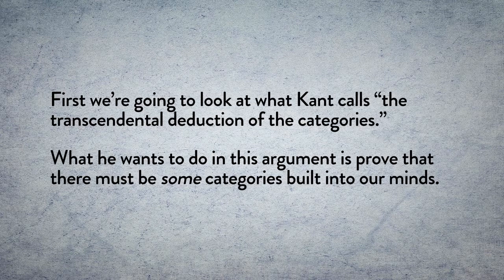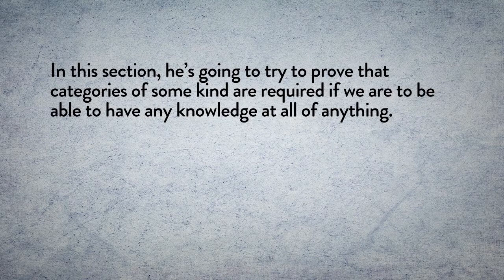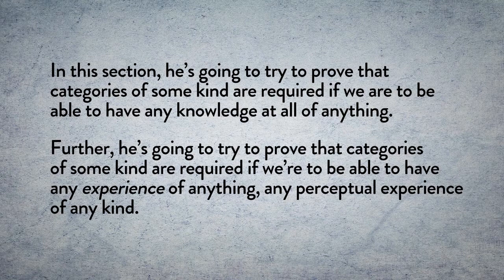In this section, in the transcendental deduction, so-called, he's going to try to prove that categories of some kind are required if we are to be able to have any knowledge at all of anything. In fact, even further, he's going to try to prove that categories of some kind are required if we're to be able to have any experience of anything, any perceptual experience of any kind. In other words, in the transcendental deduction, he claims to be able to prove that if we didn't have categories, we could have no perceptual experience of any kind. We couldn't perceive people, houses, faces, etc.